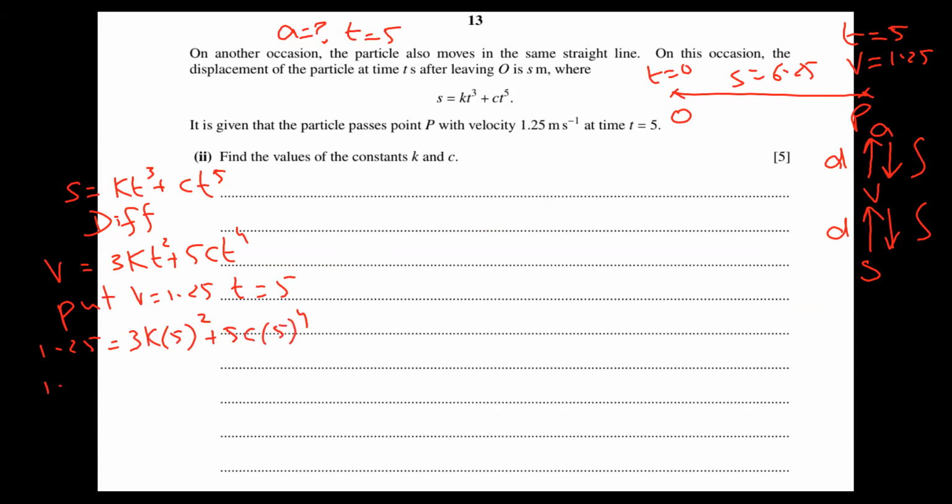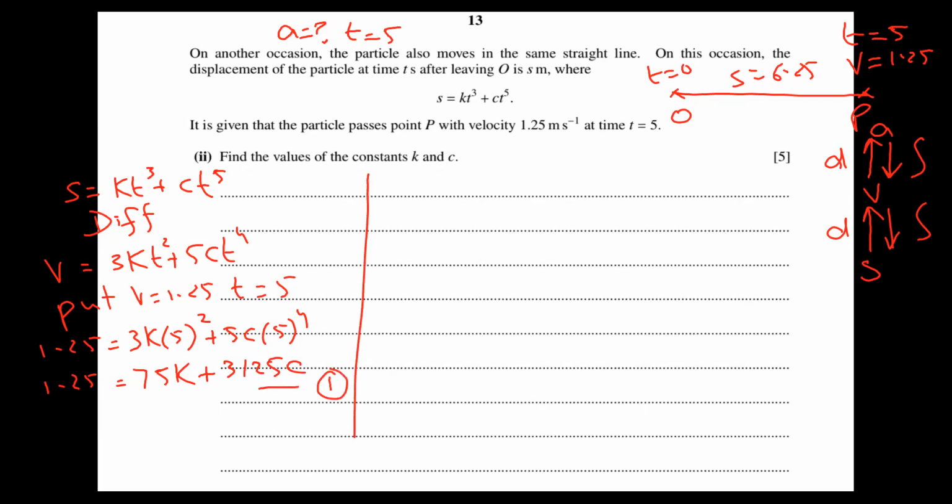So let me simplify. What is it coming to? 25 times 3 becomes 75. And 5 to power 5, indirectly you can say, because 5 to 4 and 5, so it tends to be 5 to power 5. It becomes 3125C. So we got 1 equation done.